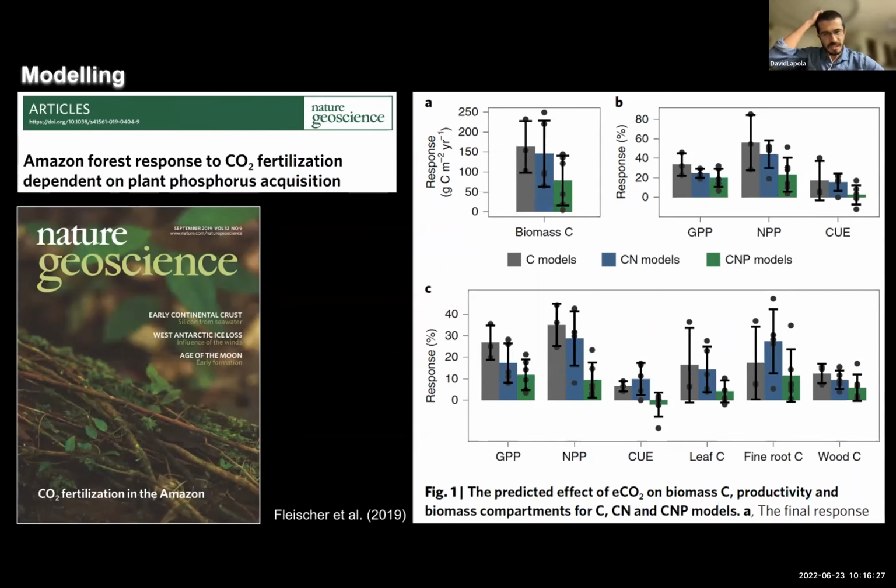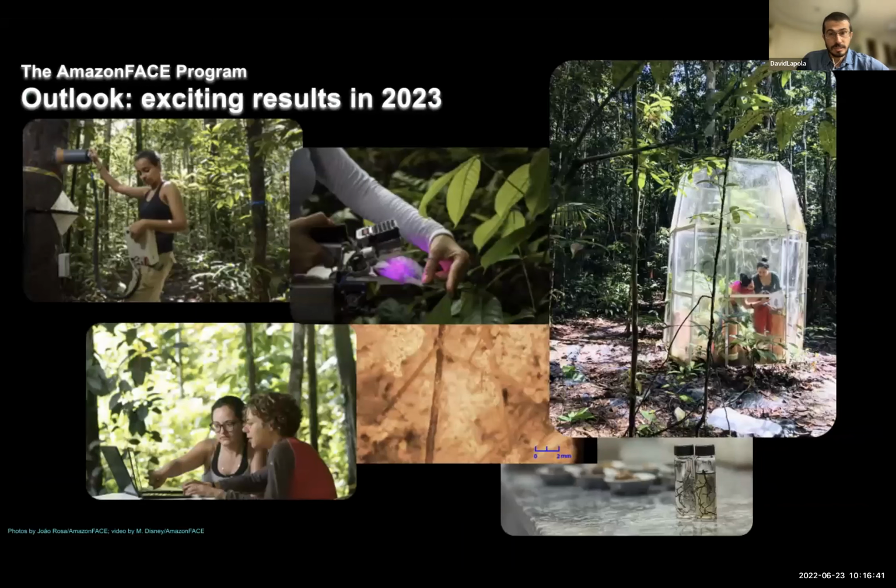So for the first time, we see the effects of CO2 on a highly diverse ecosystem or forest, at least. So, finishing now, the outlook.